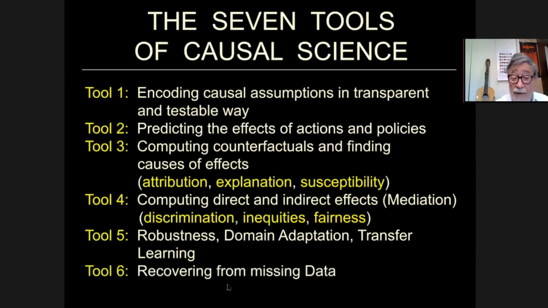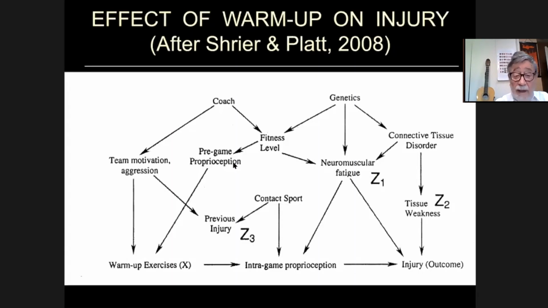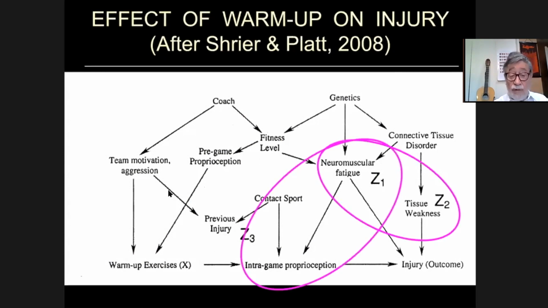Tool number 6, recovering from missing data. Tool number 7, causal discovery, which has picked up momentum in the past 2 years. And I'll just demonstrate it quickly, as we saw already. It's in the literature. Find the effect of warm-up on injury, tells you which variables you should condition on, which you should not condition on, even previous injury should not be conditioned on, and answer the question that sports physicians are still unable to solve, namely whether warm-up exercise contributes to injury or minimizes injury.